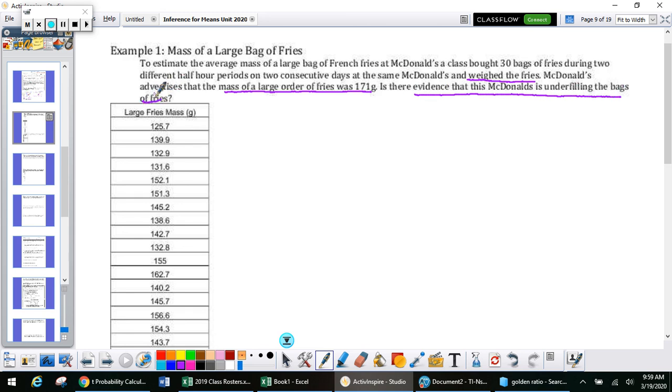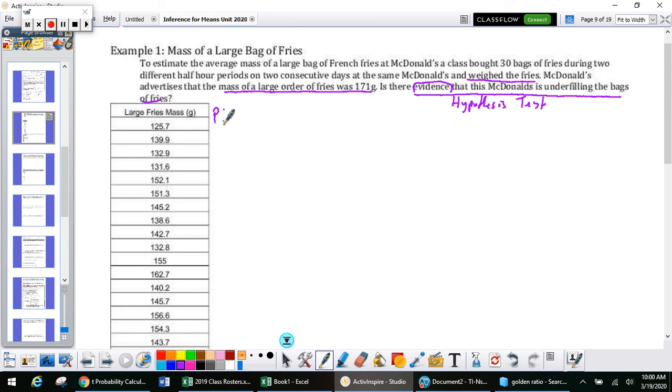Okay. So this is asking us for evidence at this point. That's telling us that we want to do a hypothesis test. Okay, so it didn't say estimate it. It says give me evidence. This is a yes or no question. Okay, so I'm going to walk through all the steps of PHANTOMS just to help us out.